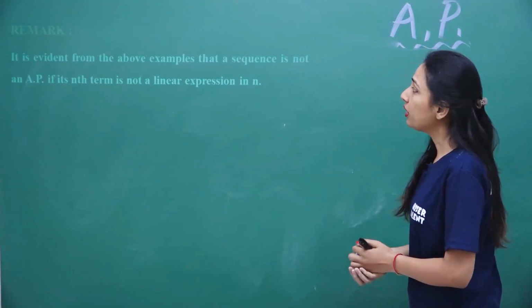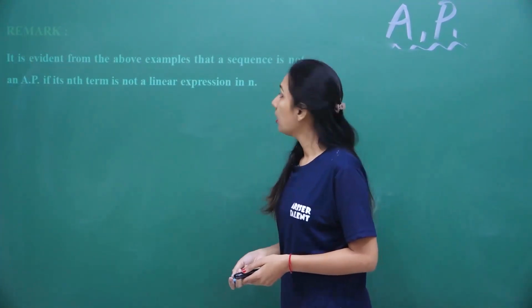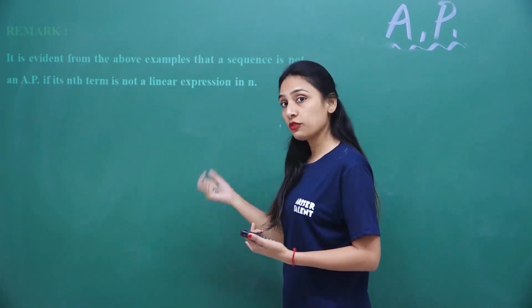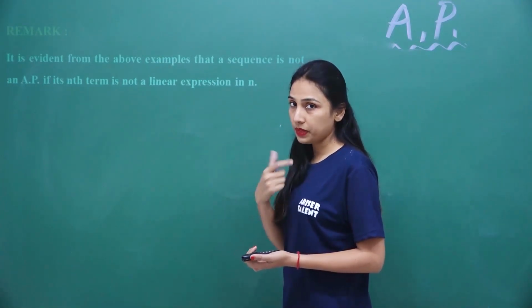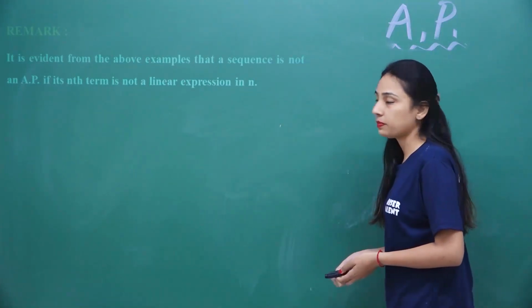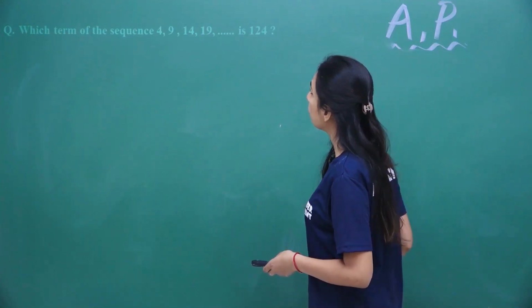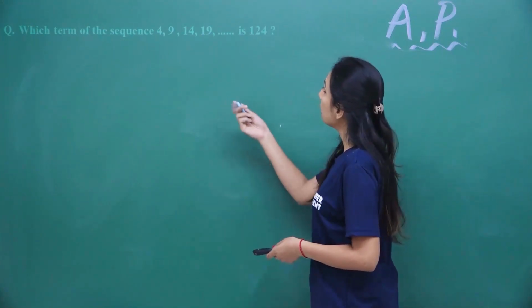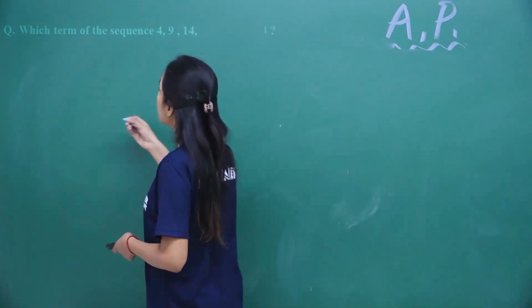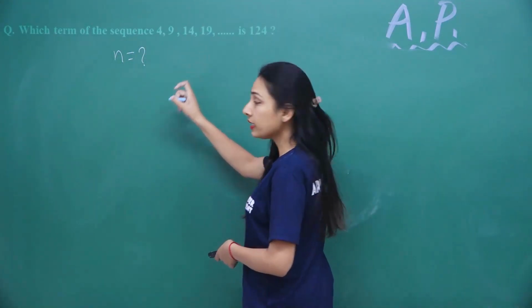Now, it is evident from the above example that it's not true that a sequence will always be an AP. That's not possible if its nth term is not a linear expression in n. Okay. So, which term of the sequence 4, 9, 14, 19 is 124? Which term? That means we have to find out what n is. Now, what is given here?